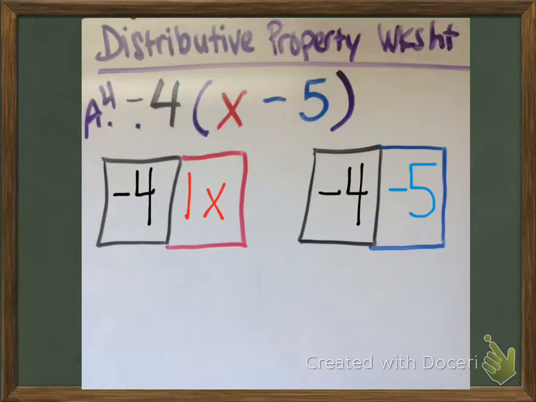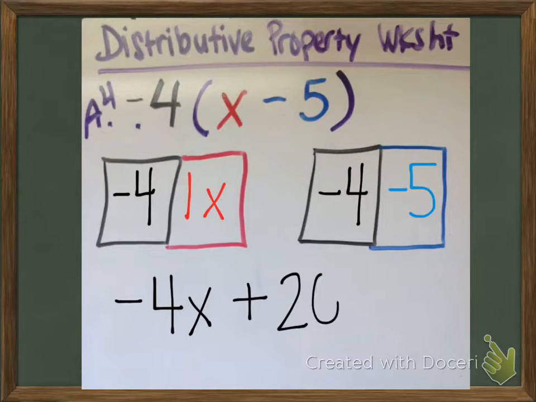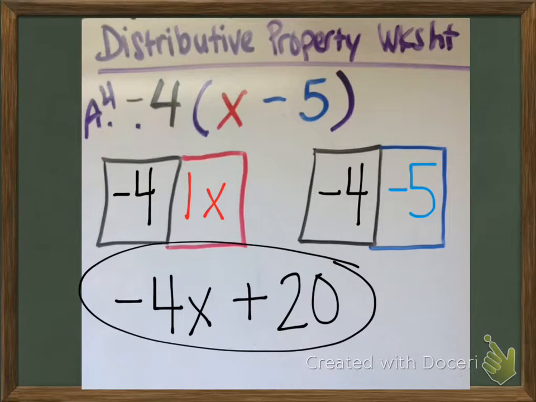Now solve it. Negative 4 times 1, you have a negative times a positive, so your answer is going to be a negative. 4 times 1 is 4, bring down your x. Then you have a negative 4 times a negative 5. A negative times a negative is a positive. 4 times 5 is 20. Your answer is negative 4x plus 20.